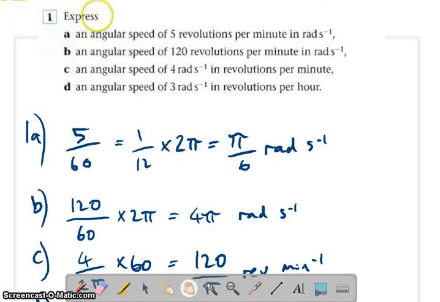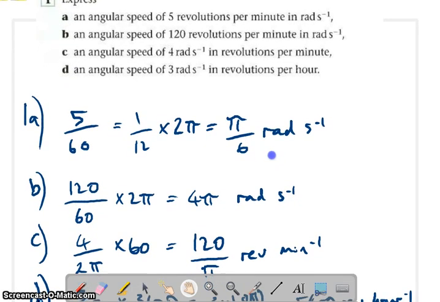So this little question just asks for you to express angular speeds in different quantities. Okay, so angular speed of 5 revolutions per minute in radians per second. So we've got 5 per minute. So 5 divided by 60 seconds gives us that the frequency is 1 over 12. So if we multiply that by 2 pi, then we get the angular frequency as pi over 6 radians. So that's going to be just less than half a radian per second.